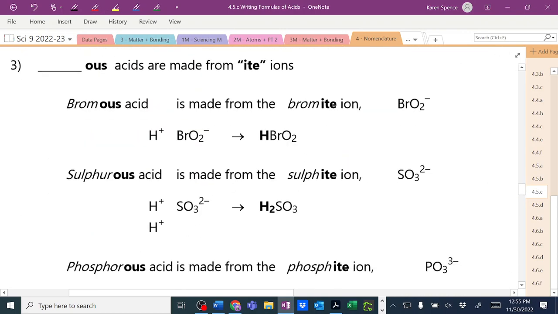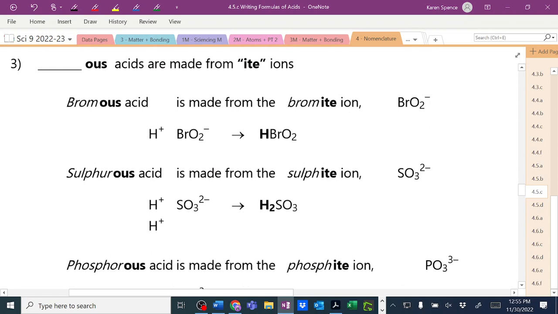And finally, there's some ous acids. I don't know that there's much more to it. You just go, oh, it's an ous acid, therefore it's an ite ion, and you look it up. And then put however many hydrogens are needed to balance the negative charge.